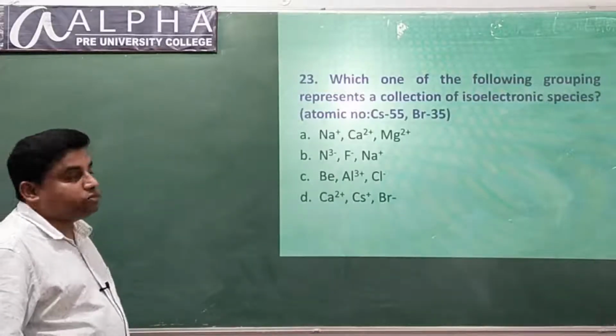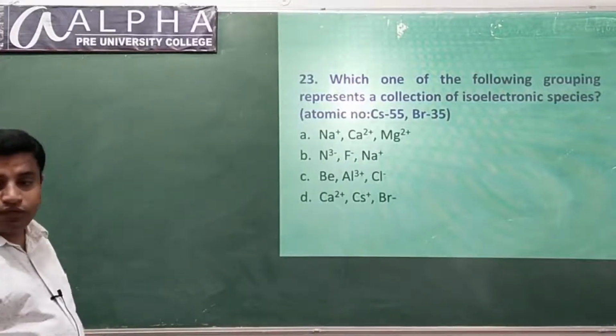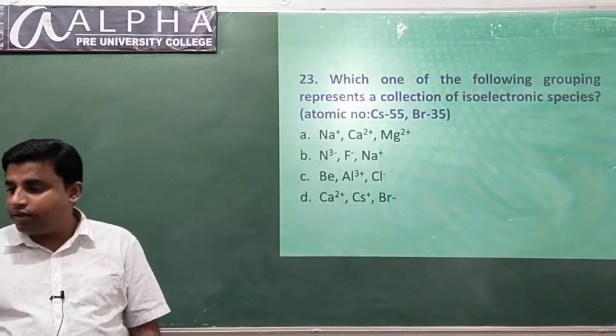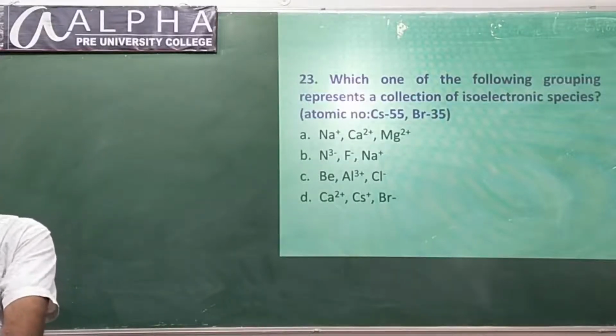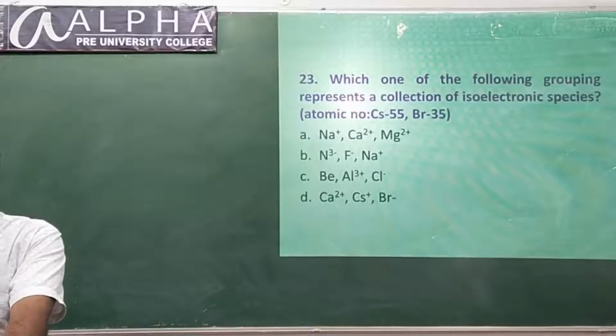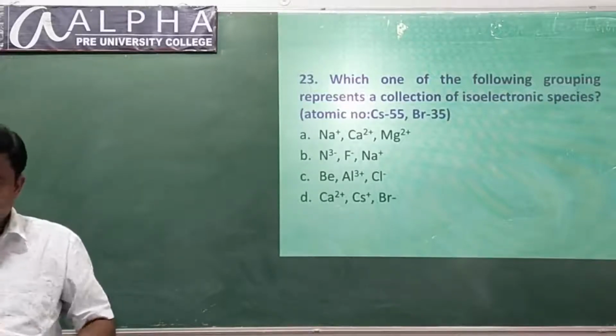The 23rd question says, which one of the following groupings represents a collection of isoelectronic species? Atomic number of cesium is 55, atomic number of bromine is 35. So which of the following groupings represents a collection of isoelectronic species?